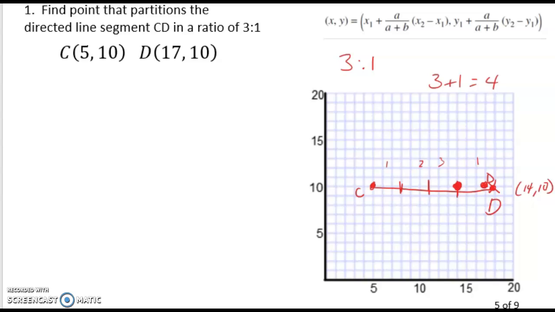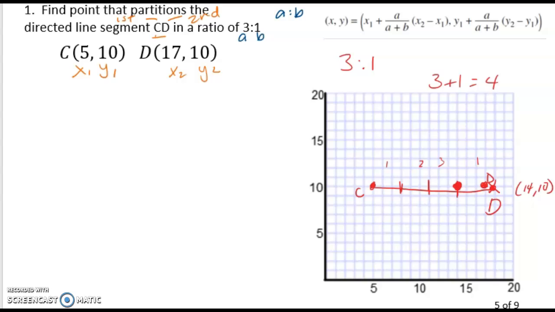So if it says CD, the first letter is going to be the one that tells you what your x1 and your y1 is. So the first letter tells me x1, y1. So C is first. D is the ending point because it's the second letter, so that's going to be your x2, y2. Ratios are always written A to B. So 3 to 1 means A is 3 and B is 1. From here, I have everything that I need for the formula.